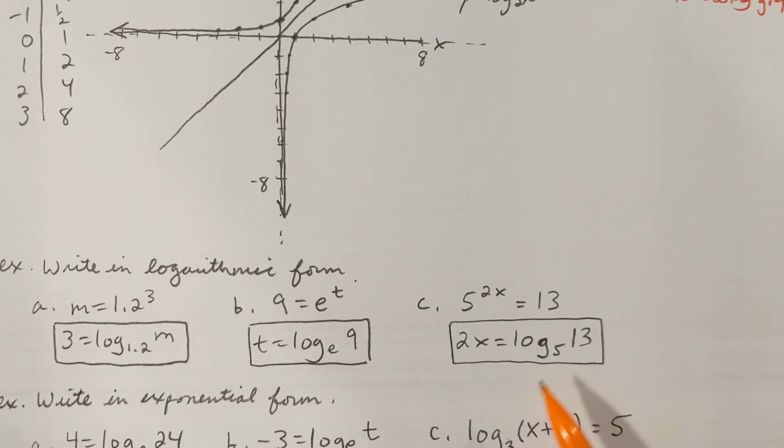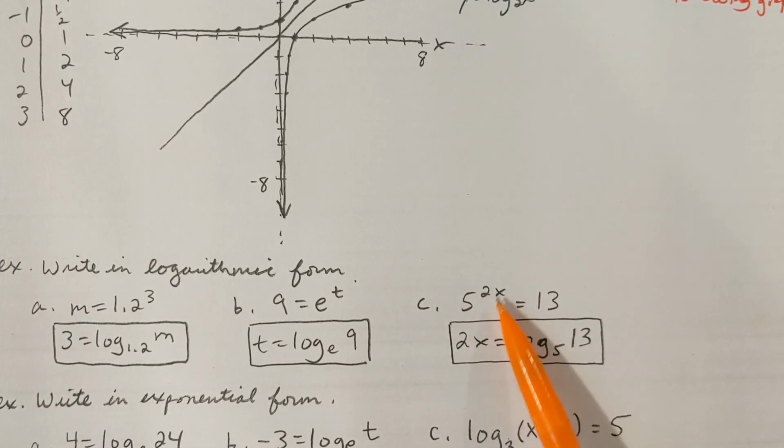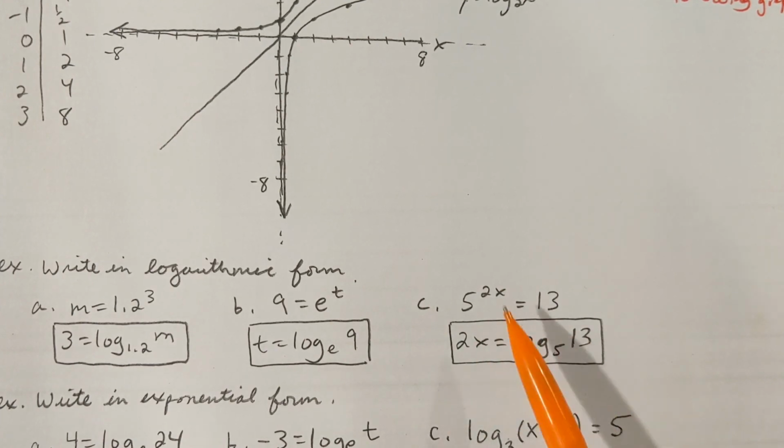In part C, it looks like the base is 5. 2x is the exponent, so that'd be my y value here. And 13 is the x value, so that'd be the number going inside the logarithm. Now, we're not solving for x or anything like that. We're just simply rewriting one form into another form.